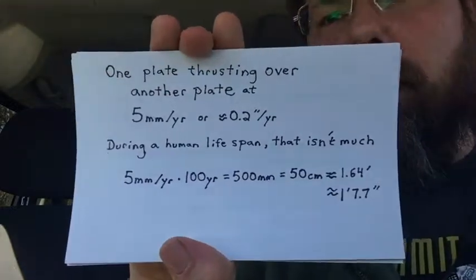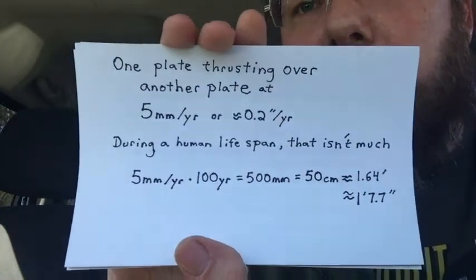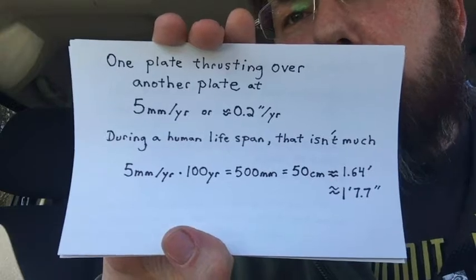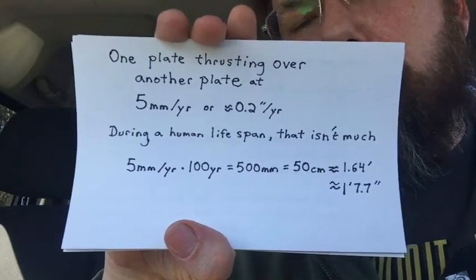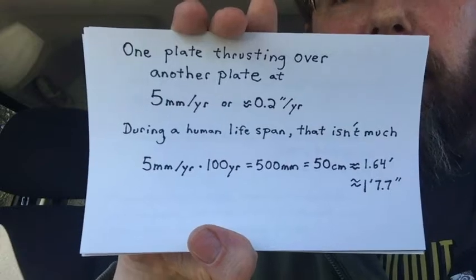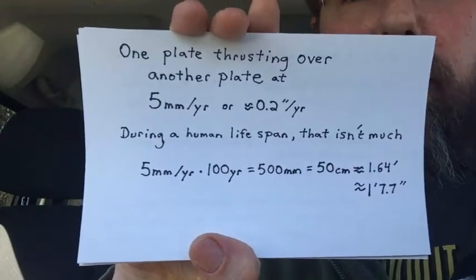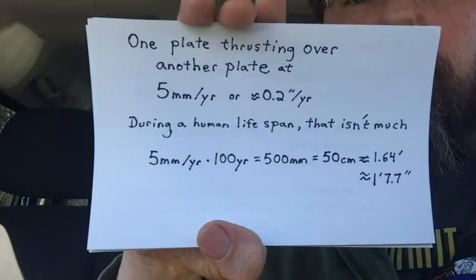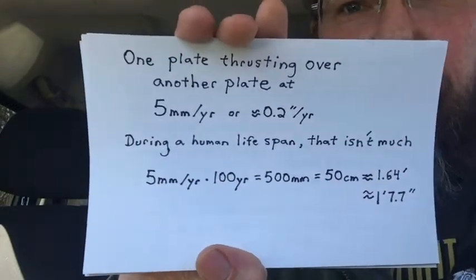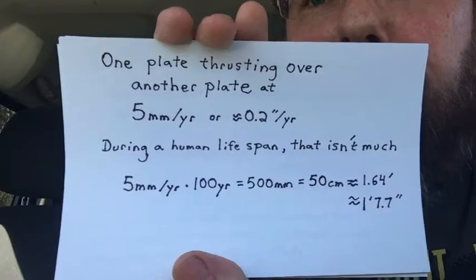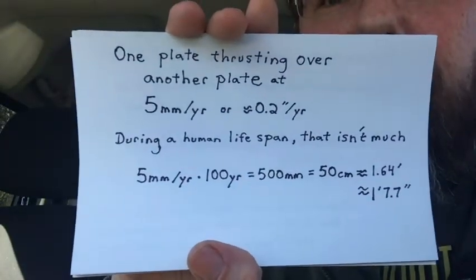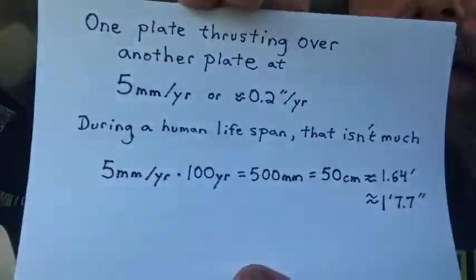So, one plate thrusting over another plate. Let's just say it's at 5 millimeters per year, or about 0.2 inches per year. I am going to convert some of this metric into imperial for you, but not all of it. I only did the imperial part so everyone is included. During a human lifespan, that isn't much. What I'm talking about here is you've got the thrusting, this part. This hand here, how far is that going to get over this plate? All right, during a human lifespan, it's not that long.